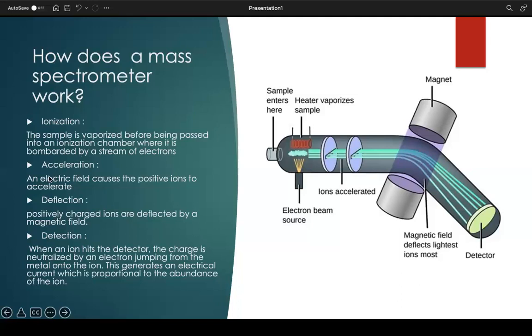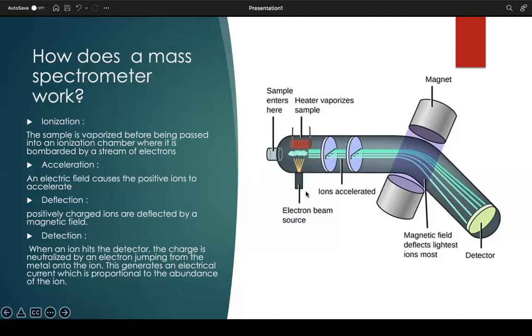And then acceleration occurs, which is an electric field that causes the positive ions to accelerate into the next step, which is deflection. Deflection occurs in the magnetic field right there, where positively charged ions are deflected. So the electric field causes the positive ions to accelerate, and then the positive ions will enter and are deflected by the uniform magnetic field that's right here.